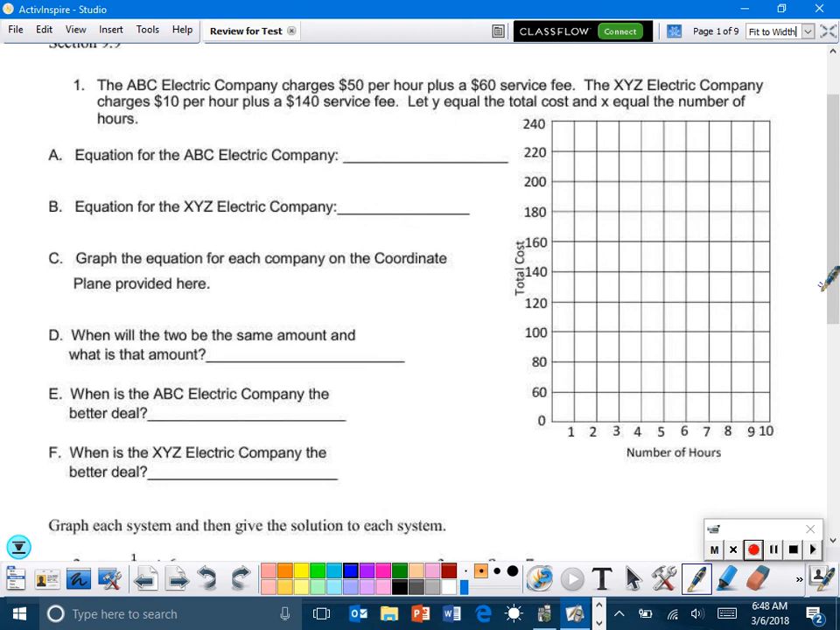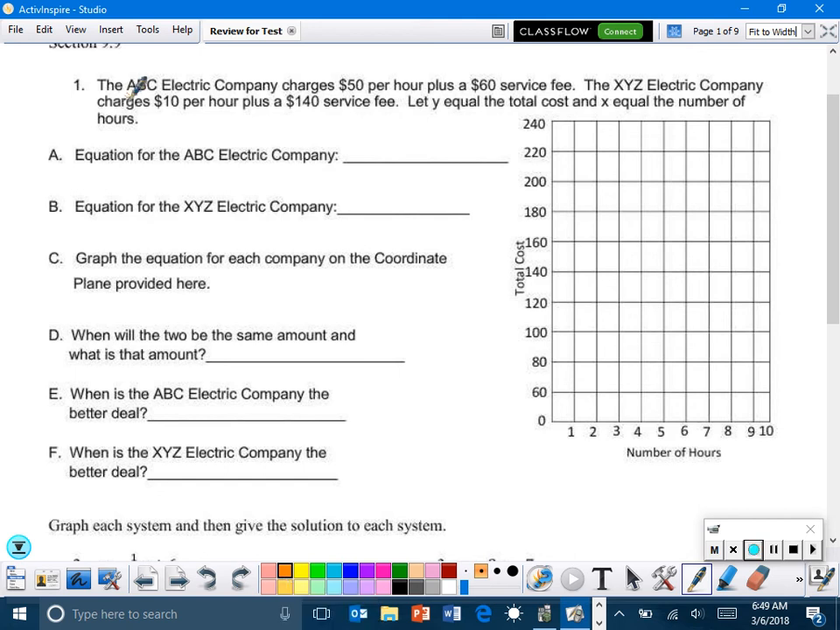So the first problem, we're going to graph a system based on this word problem. The ABC Electric Company charges $50 per hour plus a $60 service fee. The XYZ Electric Company charges $10 per hour plus a $140 service fee. Let Y equal the total cost and X equal the number of hours. A, write an equation for the ABC Electric Company.